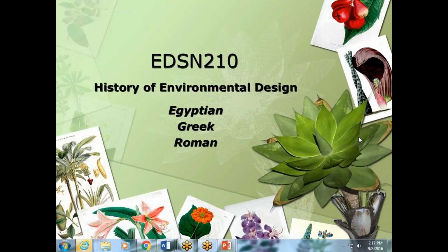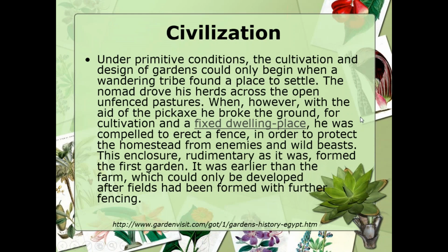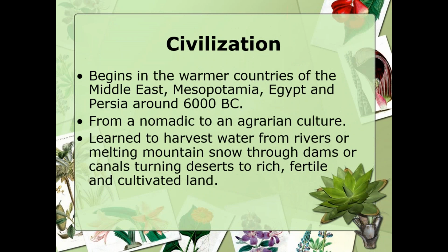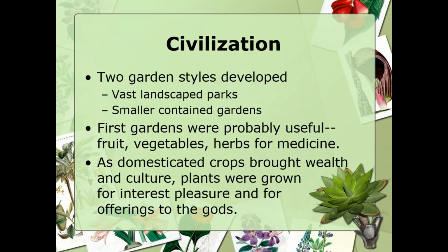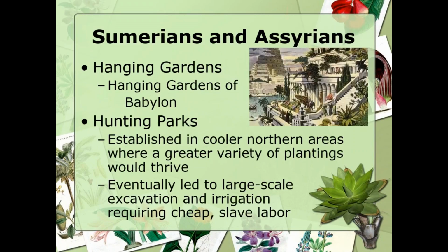Okay. So history of environmental design, Egyptian, Greek, and Roman in the beginning. So we had talked about this slide a little bit, just how things developed over time from getting a fixed dwelling place. Talked about the warmer civilization, water, trees, and green spots considered sacred. That 2 garden landscape styles developed: vast landscape parks, smaller contained gardens, and first gardens were probably useful fruits, vegetables, herbs, and medicine. So then we see now a transition into a new people group than was mentioned in our last. So Sumerians and Assyrians.